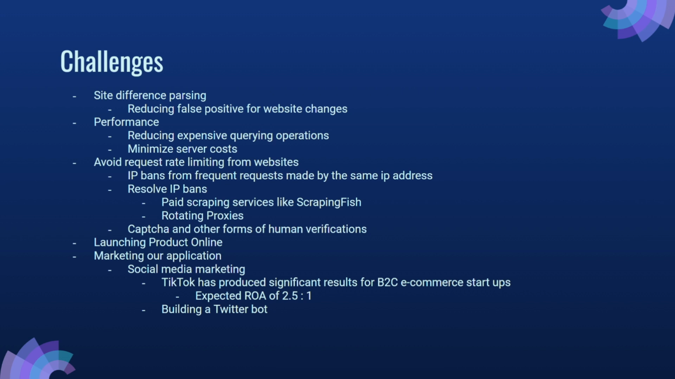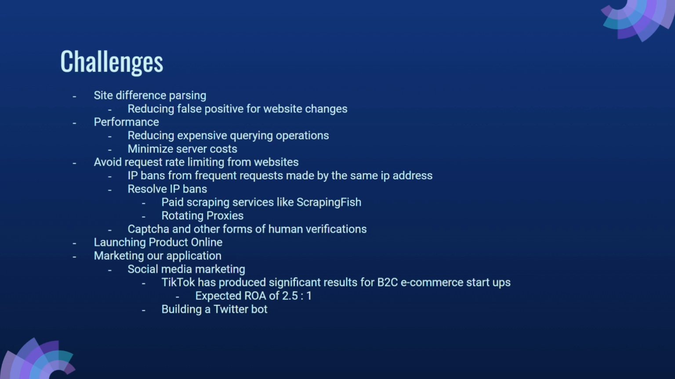To resolve these pitfalls of IP bans, we would want to use maybe a paid scraping service like Scraping Fish, where they already have the product to have rotating proxies and different actual browsers to make these requests in a scalable manner, and thereby we can get past CAPTCHA and other forms of human verification posed by the website. We also want to launch our product online, which we aim to do in the coming January. And we want to have the ability to have HTTPS in our backend, which we are working on right now.